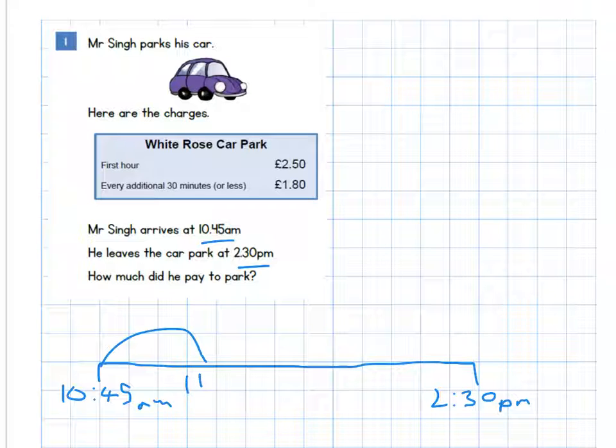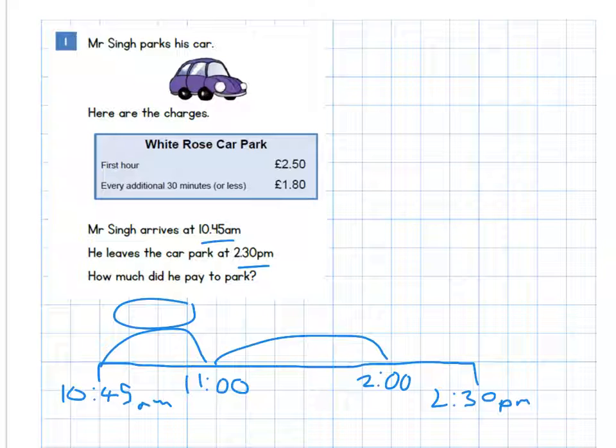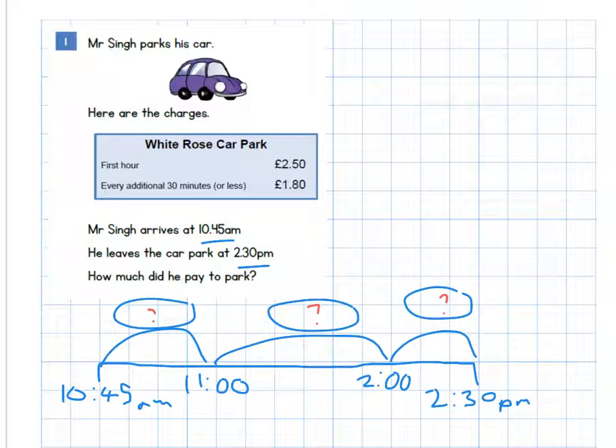First thing we do, make a jump up to 11 o'clock. We work out how many minutes that is. I'll let you do that working out. Then from 11, we can go 11, 12, 1, 2 o'clock. So we do our full o'clock times there. So we go from 11 o'clock to 2 o'clock. We work out how long that is. And then we put from 2 o'clock to 2:30. So we work out how long that is. Once we've done all of that, we can put this time and this time together. We work out how long he was in the car park for.